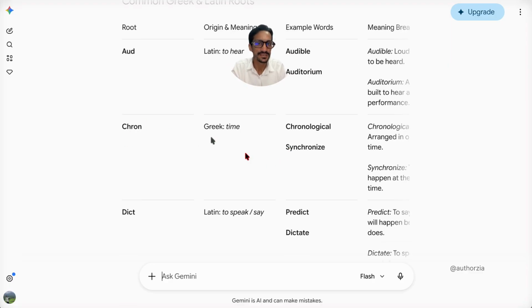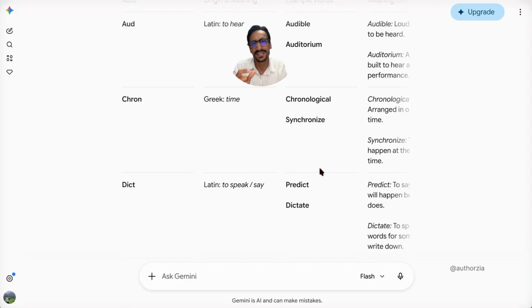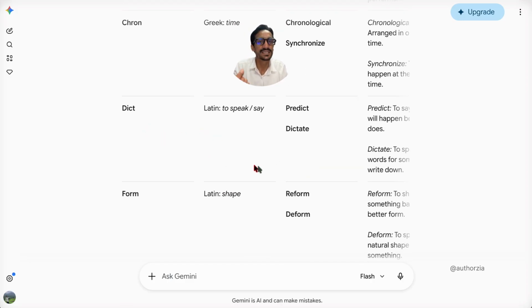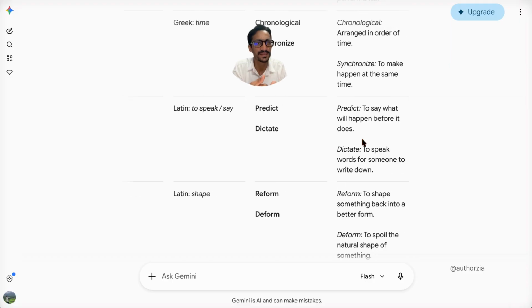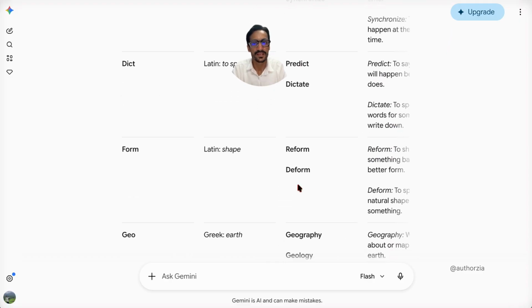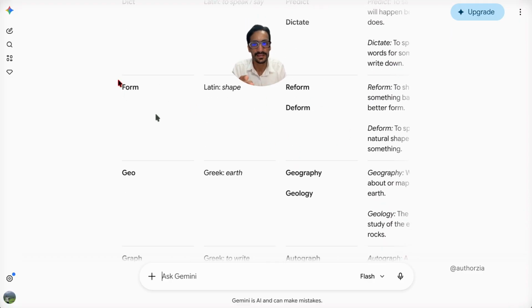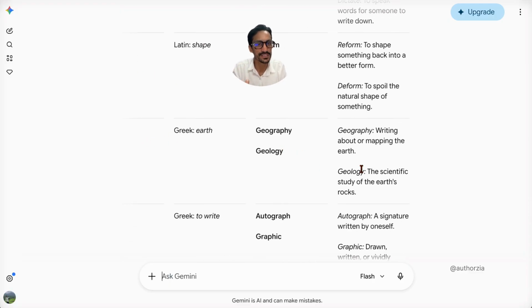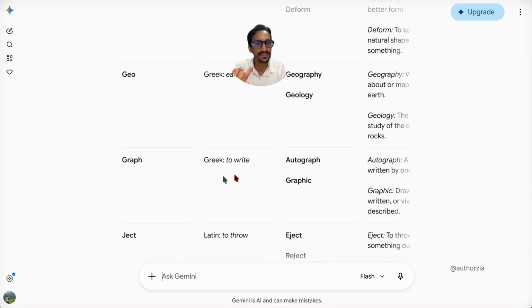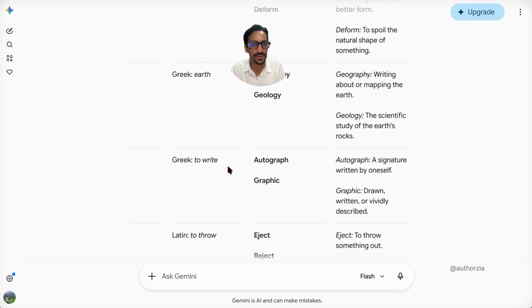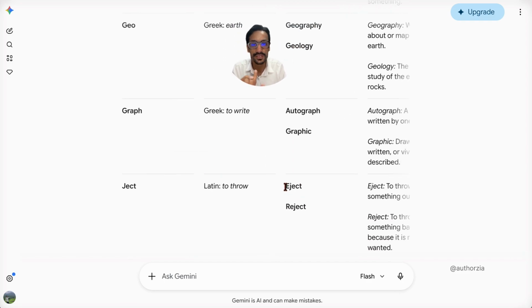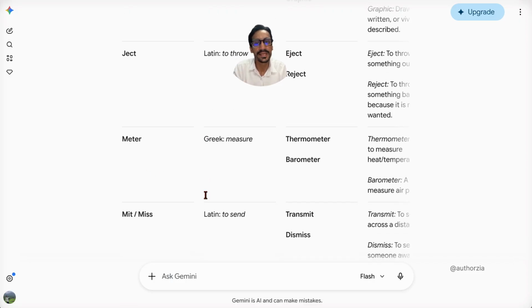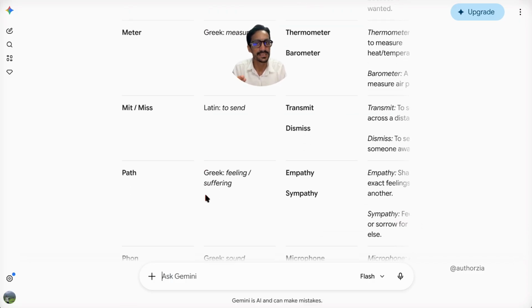You see, chron, time, chronological, synchronize, chronology समझिए, वो भी time से related ही है. DICT, dict is predict, dictate. इसमें अगर हमने अभी देखा, to say something. You see, form is shape, reform. Geo is geography, geology. You see, graph is to write. Greek में writing को graph बोलते हैं. Autograph, graphic, graphology जिसमें आपके handwriting study की जाती है. So there are many such common interesting root words.